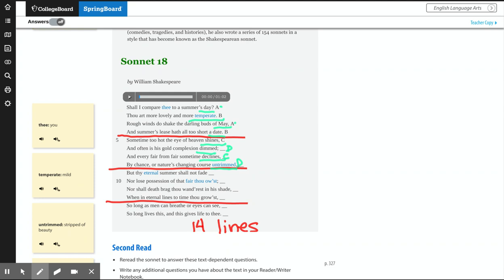This is like when you were young and you used to line up your M&Ms and you'd go blue, yellow, or brown, green, and you'd create patterns, right? So we're just looking for the pattern of the rhyme. So in the third quatrain, I have fade and shade. So let's see, I have C, D, C, D, so I'm going to call those E, E. And then I have, Shakespeare loves to do this.